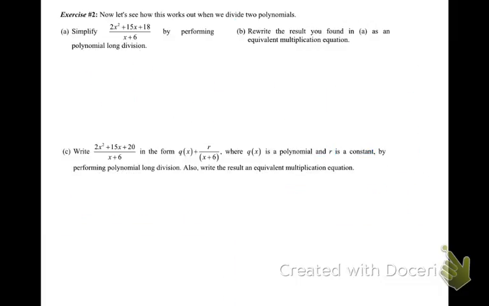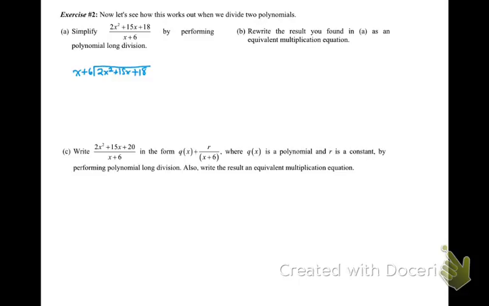Okay, exercise 2. Now let's see what happens when we do long division with polynomials. We're going to set up the equation in the exact same way we did before, but this time we're going to be putting polynomials underneath the radical sign. So 2x squared plus 15x plus 18 divided by x plus 6.